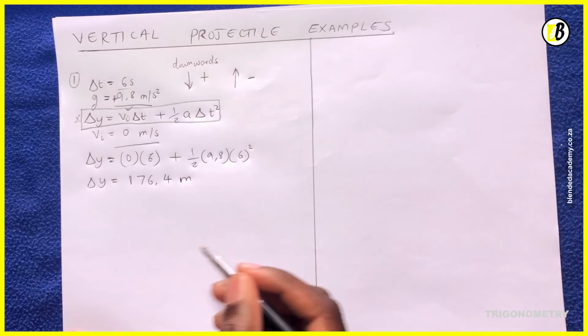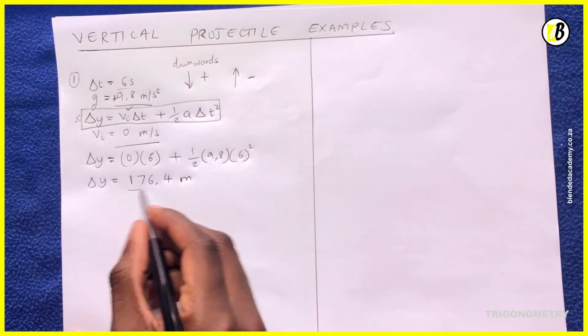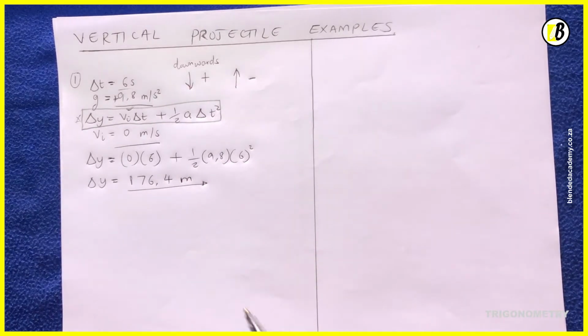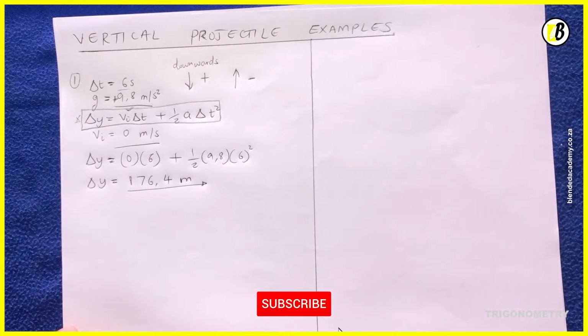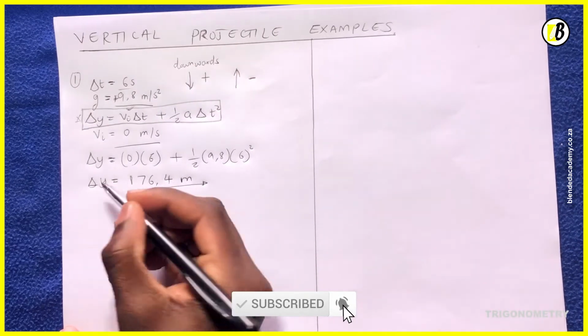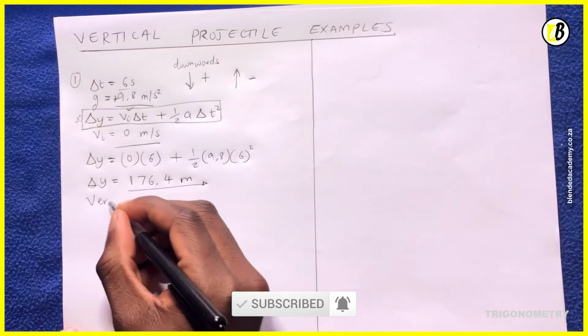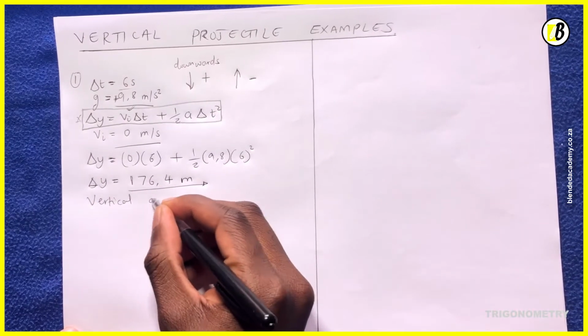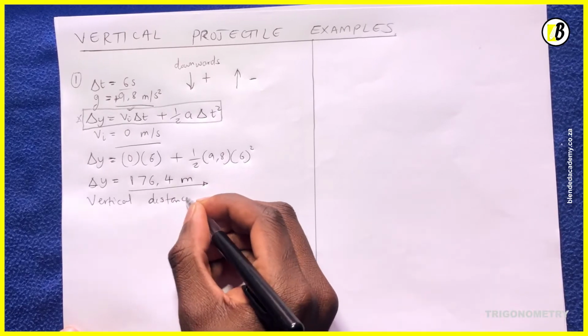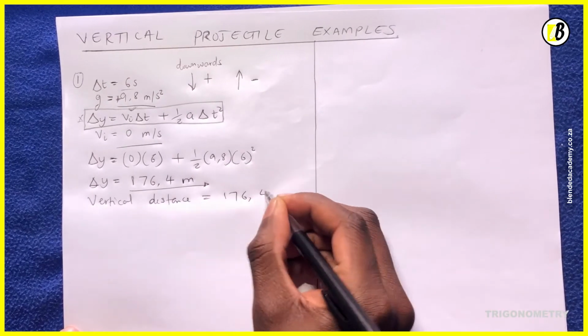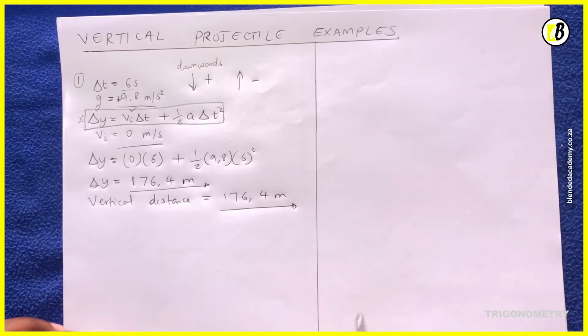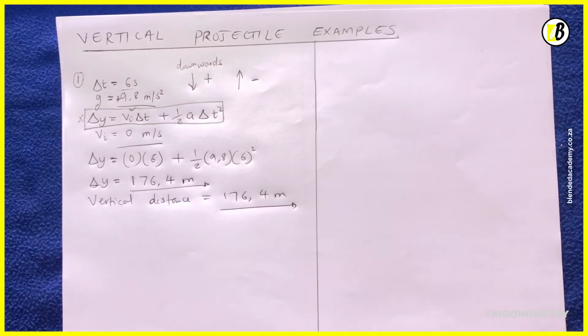You understand? So now this means that the water below the bridge is 176 meters below that particular bridge. And then now let me just write it down here in words. Vertical distance is 176.4 meters below the bridge.